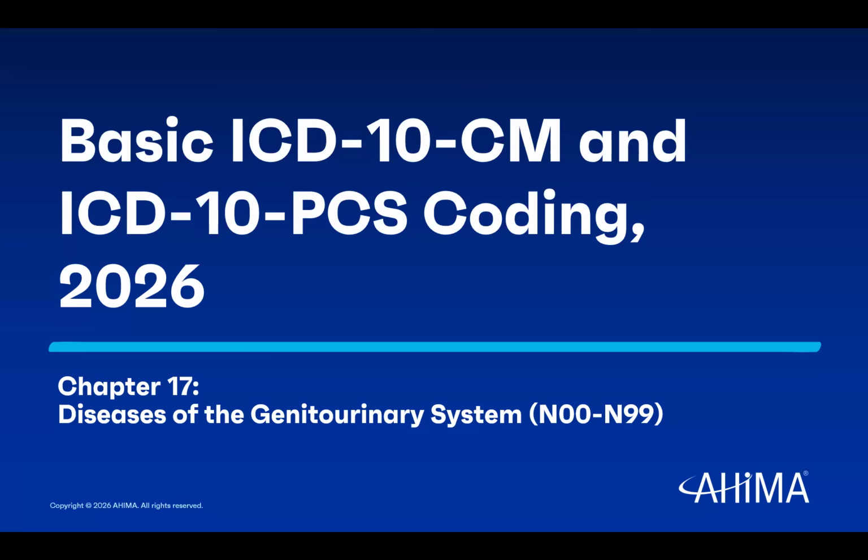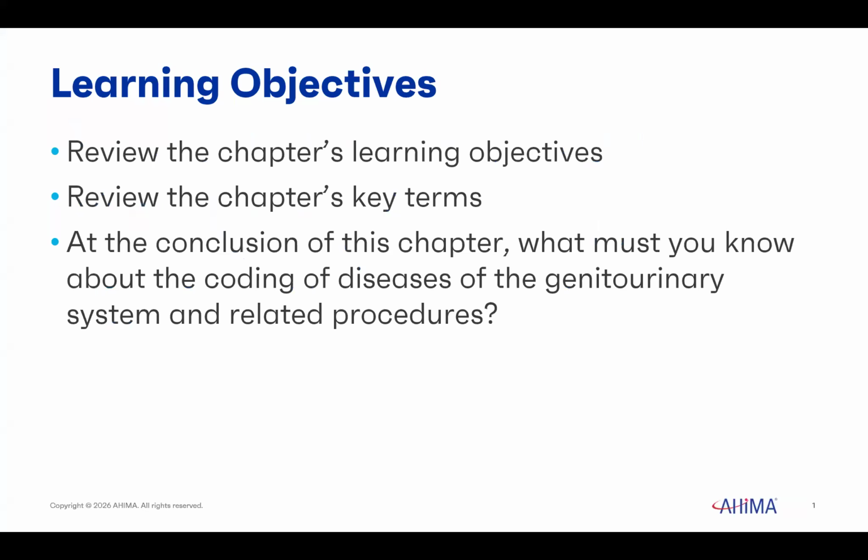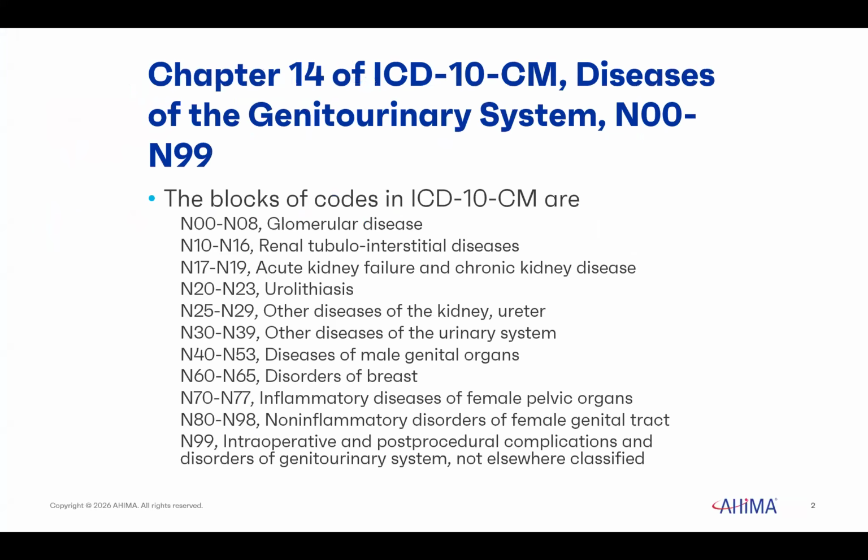Okay, these codes fall in a range of N00 through N99. We'll get into the subdivision in just a little bit. And again, here are the blocks of them, and you can see them laid out: N00 through N08, glomerular disease, N10 through N16, renal tubulointerstitial diseases, and so on.